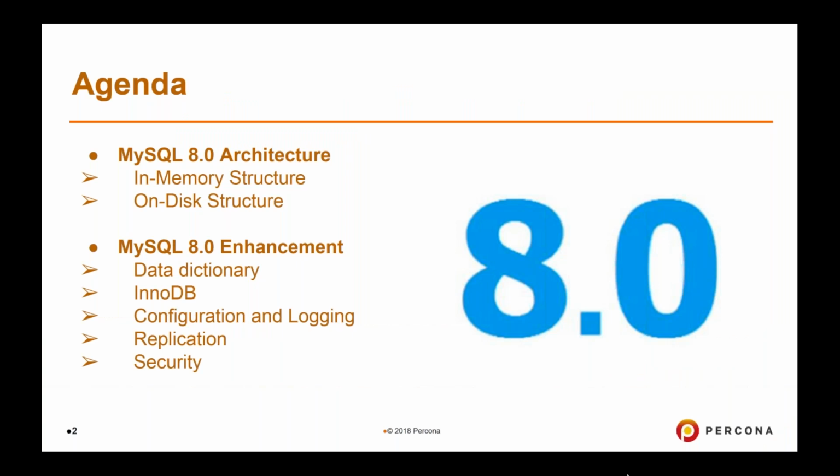Today we will go through the architecture part, the in-memory structure and on-disk structure of MySQL 8.0, and later we'll cover the enhancements. In enhancements, there are a lot of major changes in 8.0, but we'll talk about a few important ones: the data dictionary, what changed on the InnoDB side, what changed in configuration and logging, and security and replication. So these are the enhancements we'll discuss. Next slide, please.